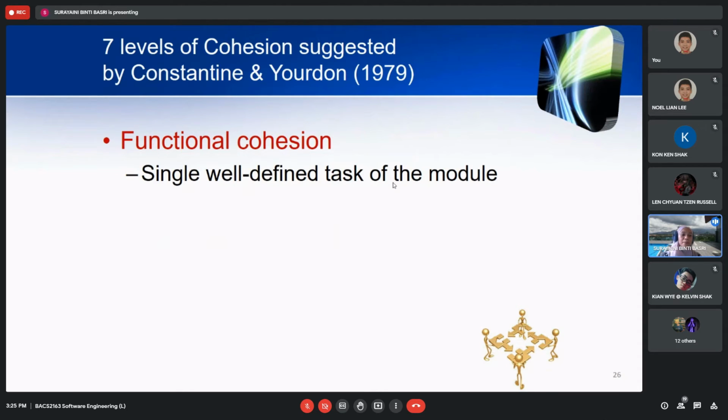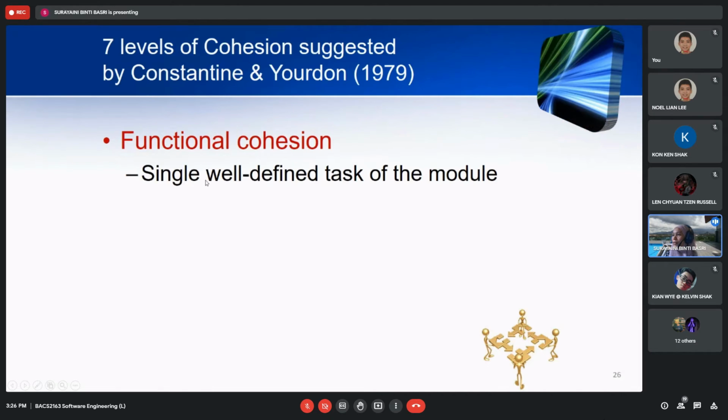So remember, functional cohesion is the best way of designing, because you are grouping a module or a function inside your system based on the function. So you are grouping by the functional requirement, you are grouping a single well-defined task of the module.